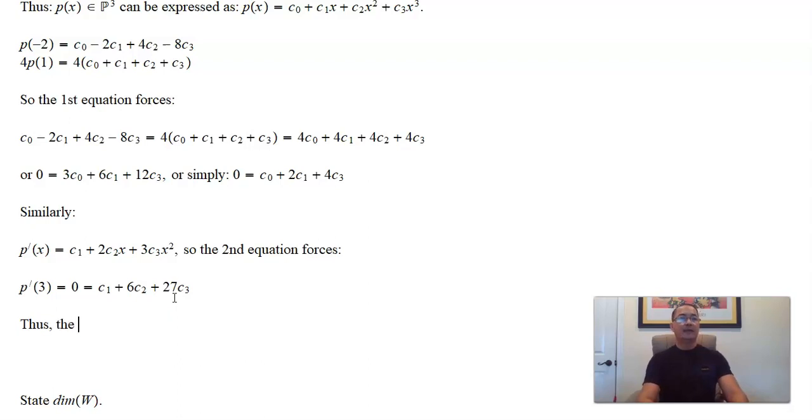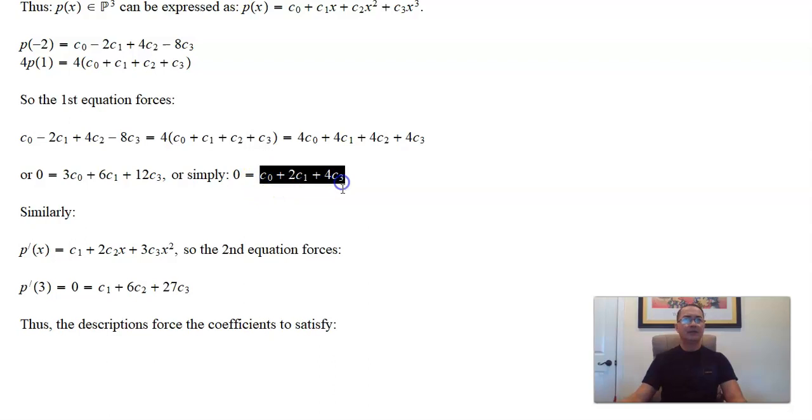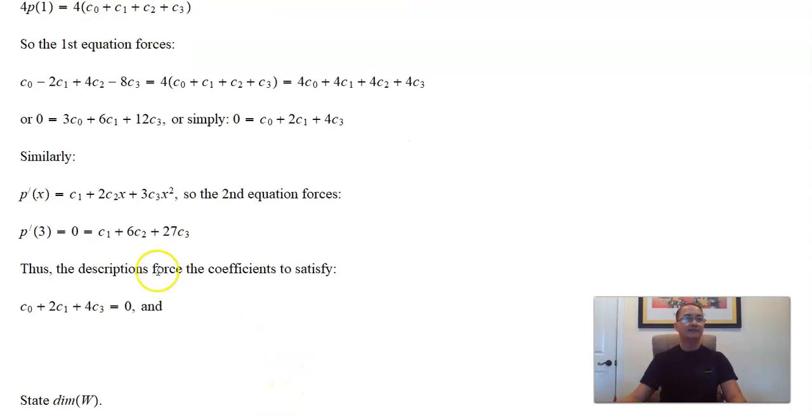So that's the descriptions that force the coefficients to satisfy our first equation over here. And I'm going to write it more naturally as this equals 0 and this equals 0.